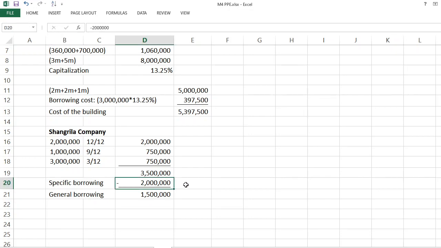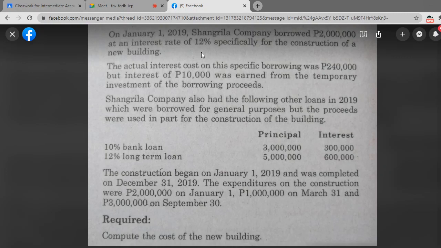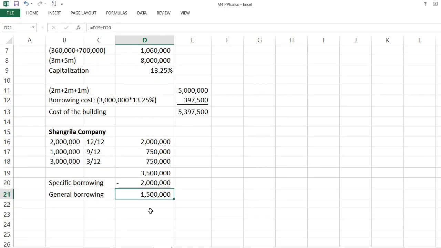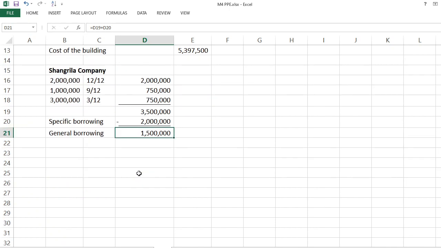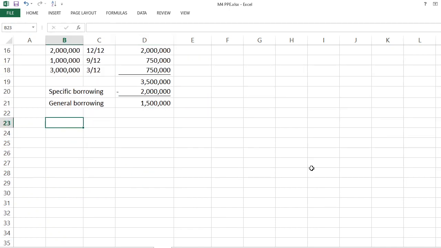So, no problem with the 2 million. We just have to multiply it by the rate, which is 12% for the specific borrowing, and then that's it. Consider as well the 10,000 income. But in this 1.5, there is another complication: should we use the 10 or the 12%? If we don't know, since there are many general borrowings, we're going to compute for the capitalization rate. Interest: we have 300 plus the 600 interest. That's a total of 900.